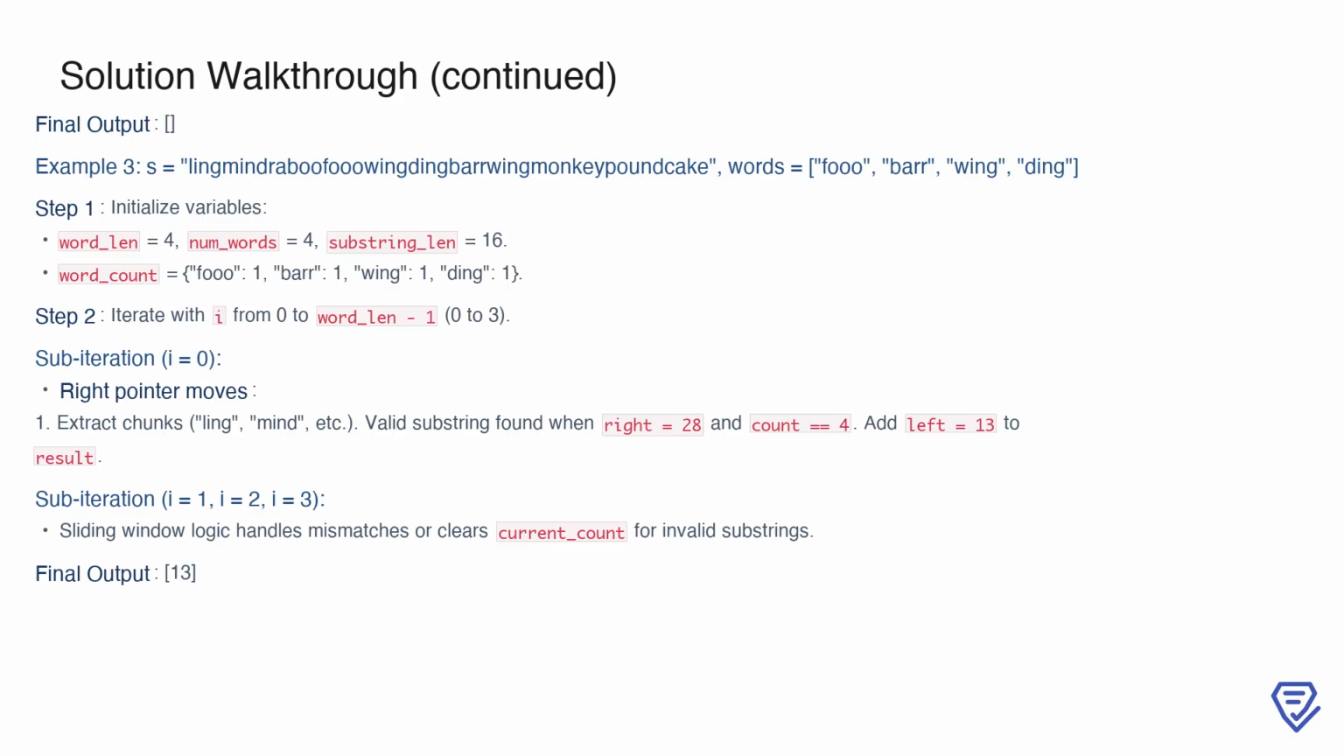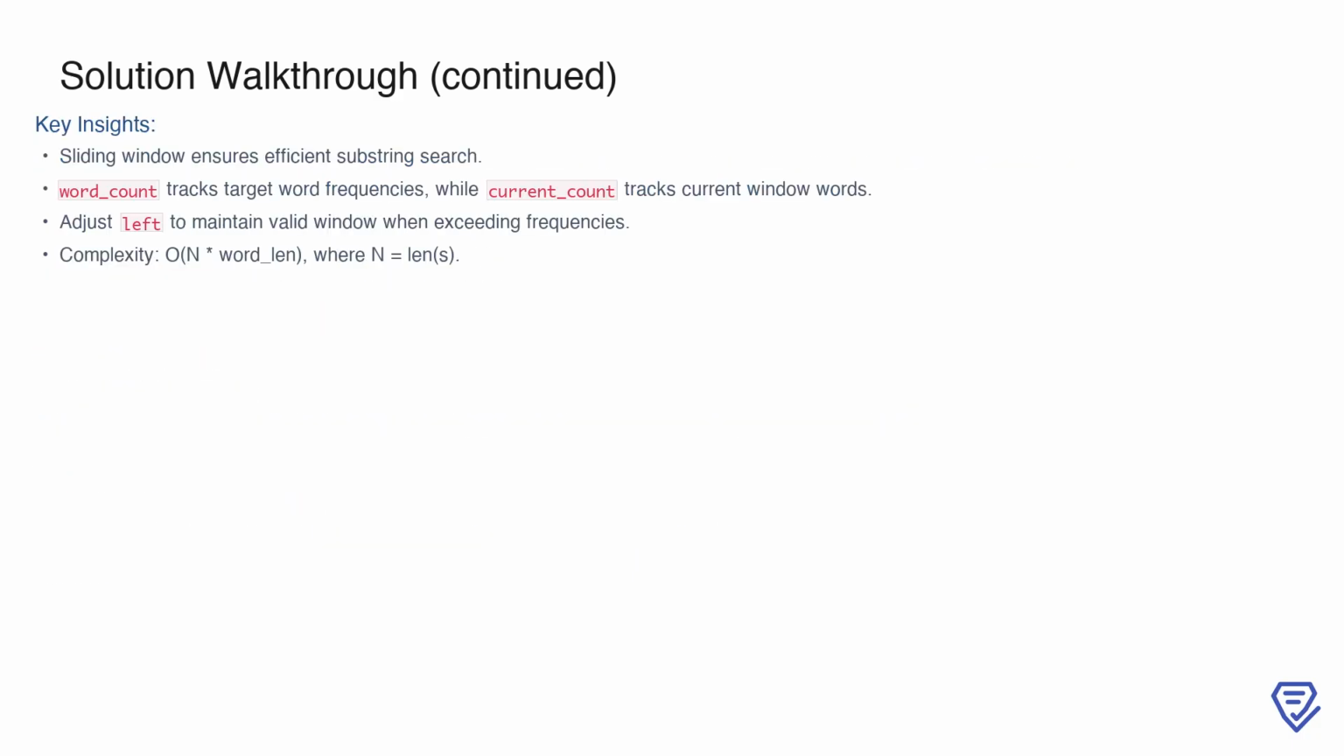For i equals 1, i equals 2, and i equals 3, the sliding window detects mismatches or invalid substrings, resetting current_count as needed. No additional valid substrings are found in these sub-iterations. The result for example 3 is 13.